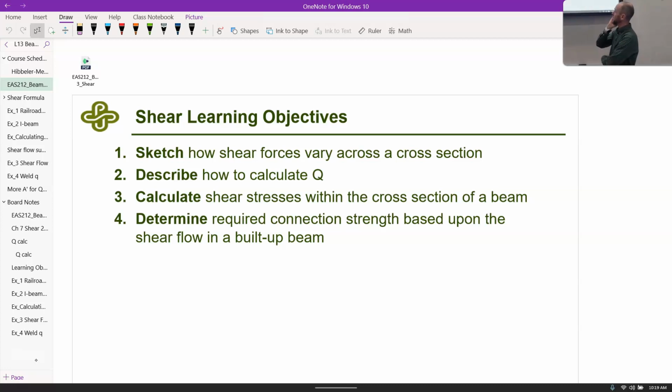So our objectives here, that first one, sketch how shear forces vary across a cross section. So the first one is that they're in the plane. So the direction of them is going to be in that vertical plane of our cross section. And we'll look at the equation here shortly. But if we look at the magnitude of our shear stresses on that cross section, they're not going to be the same. So they're going to vary. They're going to be zero at the outer edges, and they're going to be the maximum at the neutral axis. We'll see in a little bit why that is.